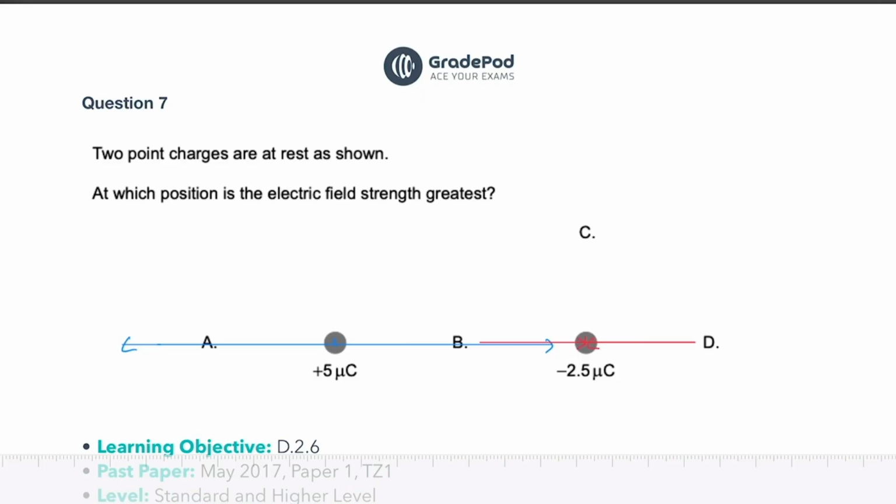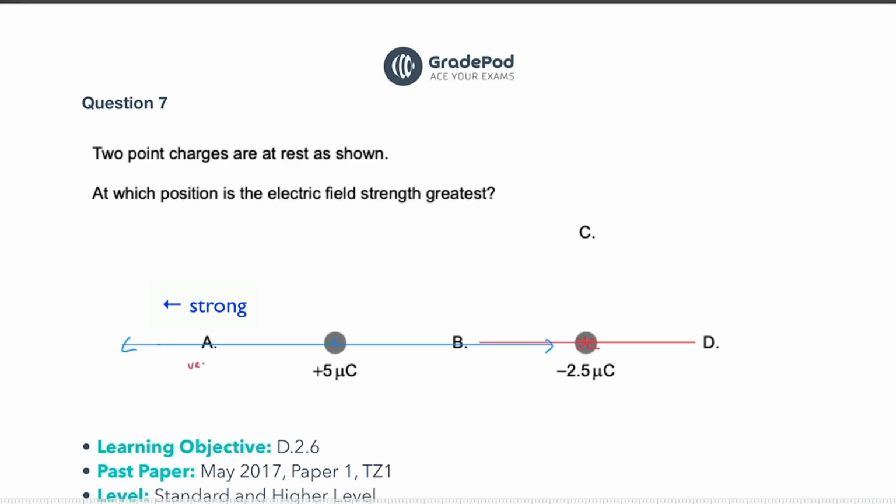It'd be like this. Let's consider each point A, B, C and D and consider the effect of the electric field strength due to each charge. At point A, it's going to feel force in that direction from the 5 microcoulombs, and it's going to feel a very weak force in that direction due to the minus 2.5 coulombs.